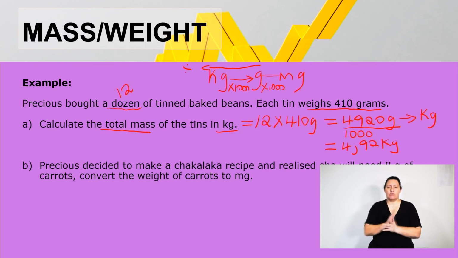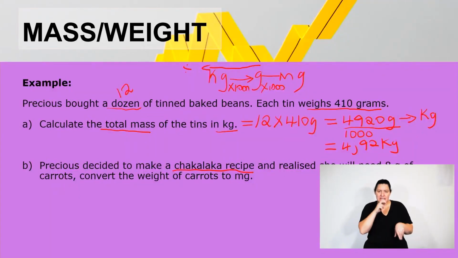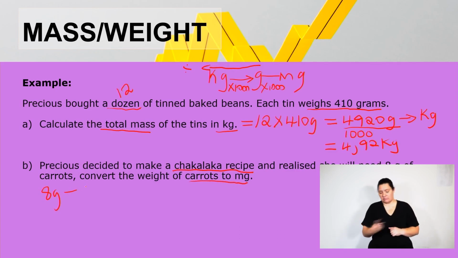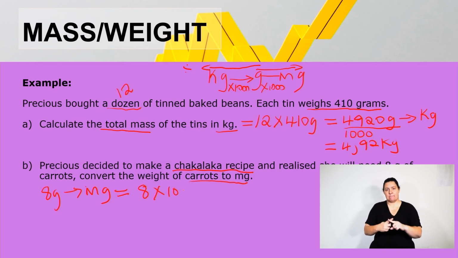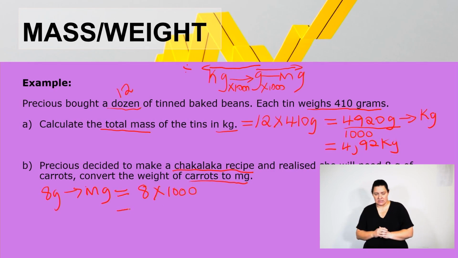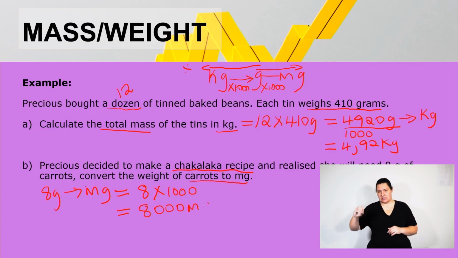Moving along, Precious decided to make a chakalaka recipe. I'm sure this sounds familiar to most of us. And she realized she will need 8 grams of carrots. Convert the weight of carrots to milligrams. So we are converting 8 grams to milligrams. We are going from a bigger unit to a smaller unit. The rules say we must multiply. So we're going to say 8 multiplied by a factor of 1,000. And then this one is quite obvious. It will be 8,000 milligrams.